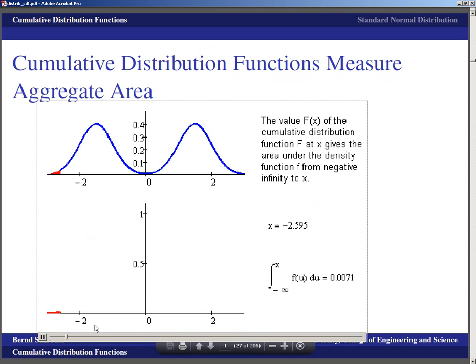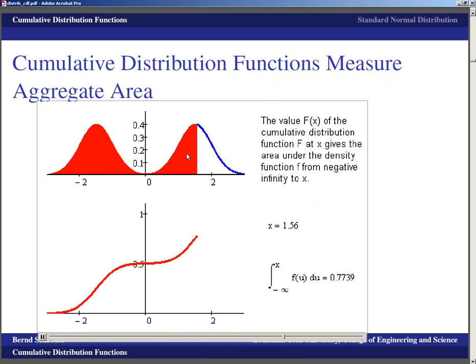And in a moving picture, up top we have a density function, and in red we're aggregating area, and on the bottom we have what the cumulative distribution function does. As long as there's a lot of area to be aggregated, the cumulative distribution function rises rather quickly. If there is a region where there is very little area to pick up, the distribution function flattens out, and overall the distribution function just gives us the aggregate area up to that point.